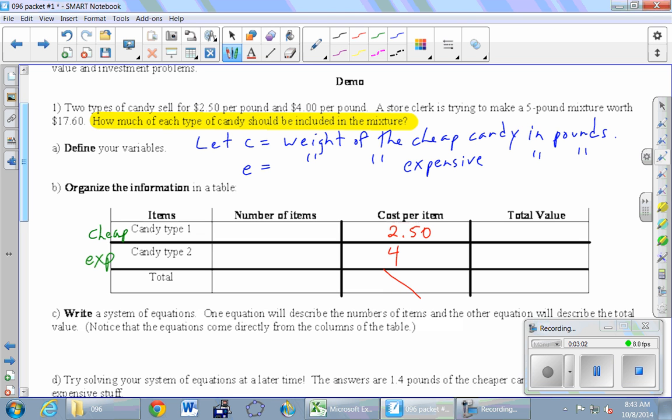Okay, first column now. It says number of items. Okay, number isn't really the right word, but this is kind of a generic table. The number is really the weight, like how much of the cheap candy are we buying and how much of the expensive candy are we buying. And those are the variables we introduced. So what letter goes in this first box? C is our definition for how much of the cheaper candy we're buying. And then E is our definition for the amount of expensive stuff.